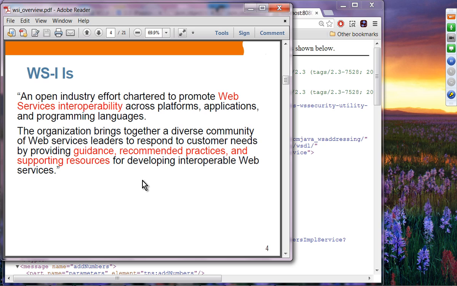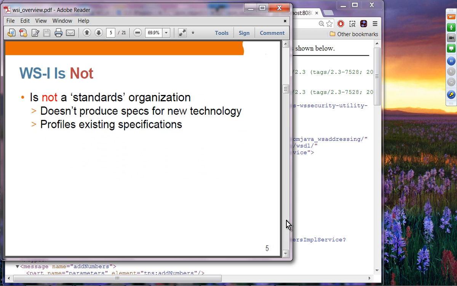So they created an organization called WSI. It's an industry effort chartered to promote web services interoperability across platforms, applications, and programming languages. Basically, this organization brings together a diverse community of web services leaders to provide guidance, recommended practices, and support resources, mainly to make sure the implementations from different vendors are in fact interoperable, especially from the Microsoft and Java communities.